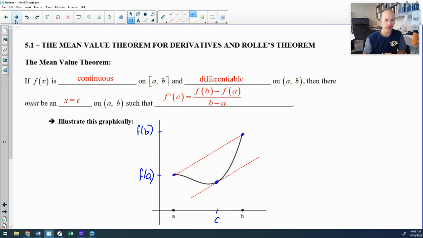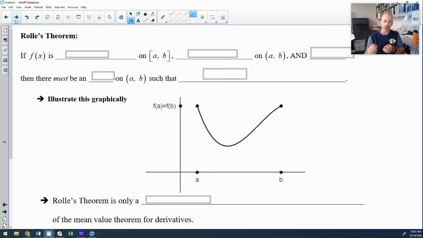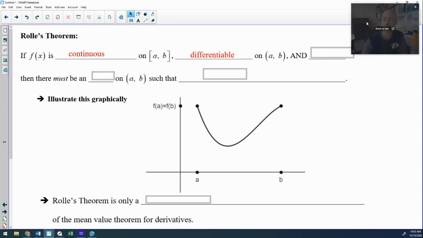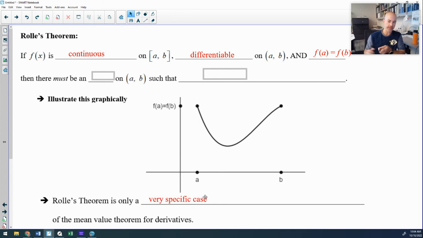Let's go ahead and knock out Rolle's theorem. And Rolle's theorem is so close to being the mean value theorem, it just adds one extra little condition. So we do have the same requirement of continuity on the closed interval a to b, differentiable on the open interval a to b. And the extra condition we apply to Rolle's theorem is that f of a must equal f of b. So everything else is the same. So Rolle's theorem is really only a very specific case of the mean value theorem. Rolle's theorem is the mean value theorem with the extra condition that f of a is equal to f of b.